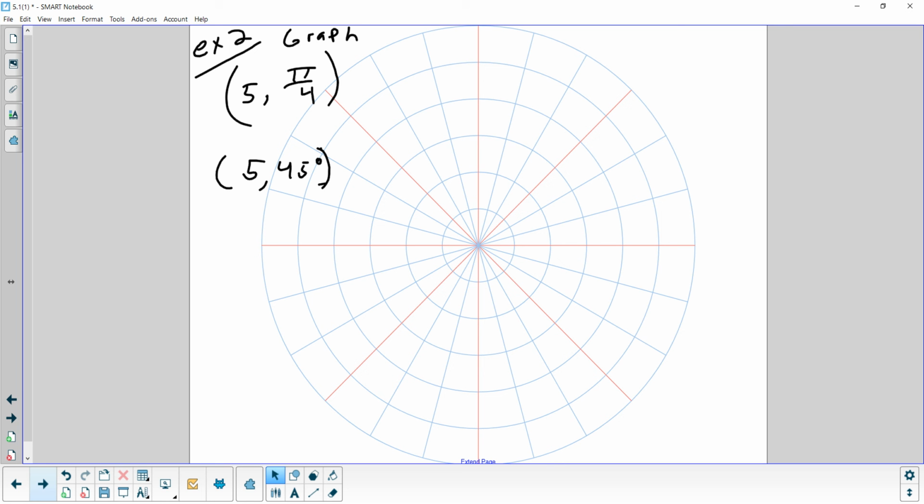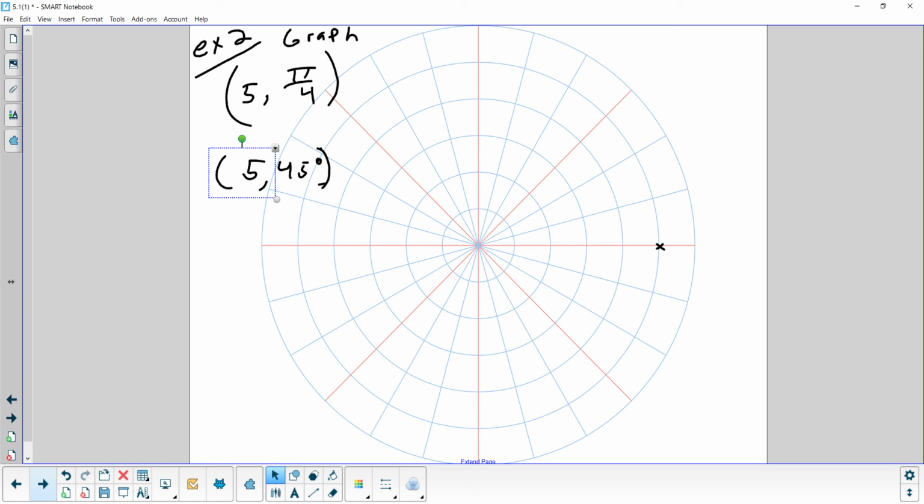All right, so Cassidy, what's my radius in this coordinate? 5. And we're going to start out by going 5 to the left or 5 to the right? To the right. To the right, because R is positive. 1, 2, 3, 4, 5. Again, that's just a temporary thing, so I remember where to start from. I'm going to erase that. And now 45 degrees. Katrina, we got to go 45 degrees clockwise or counterclockwise?